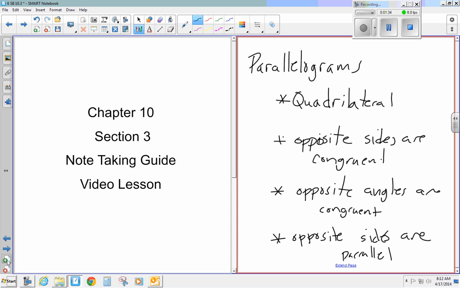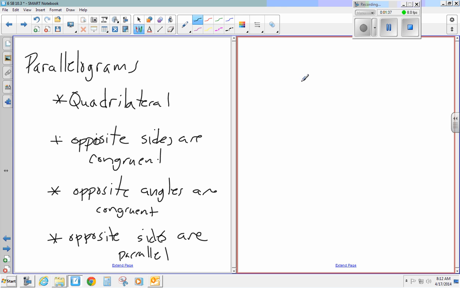So what that gives us, please remember, is a shape where this side is congruent with this side. This side is congruent with this side. This angle is congruent with this angle. And this angle is congruent with this angle. Now, if all of this is true, then this side here and this side here are parallel, right? This is a parallelogram.